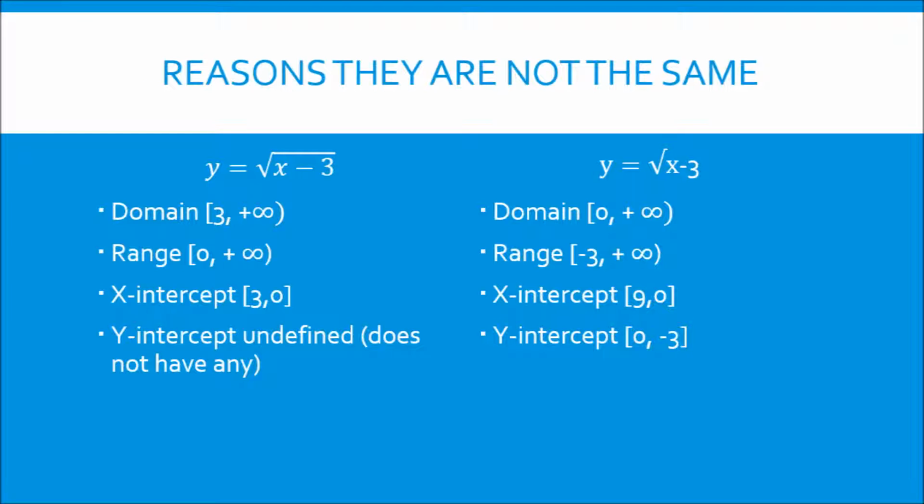Let's take a look at our x-intercepts. The x-intercept for our first function was 3, 0, while in our second function, the x-intercept was 9, 0. So they don't have the x-intercepts in common. Let's not ignore our y-intercepts. The y-intercept in the first function was undefined because it didn't have any, while in the second function, the y-intercept was 0, negative 3. So these functions have nothing in common. So these functions are not the same, and they will never be the same because of all these factors.